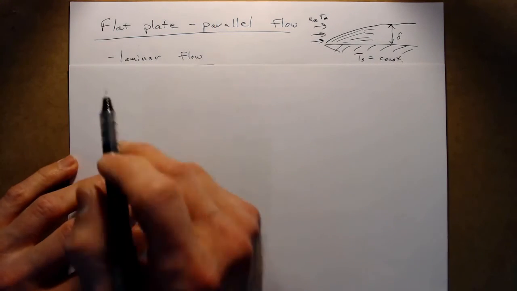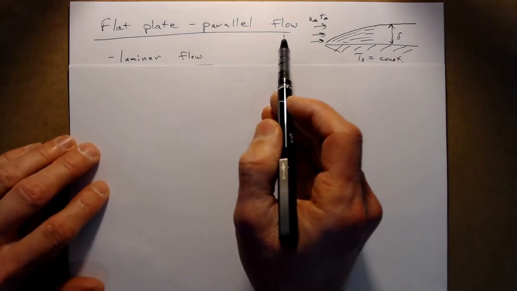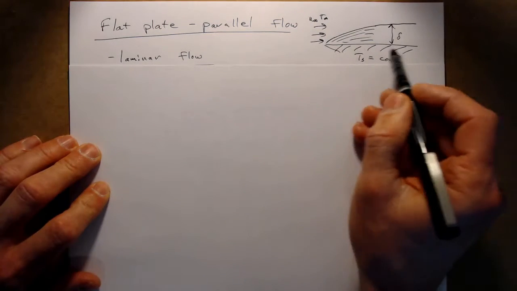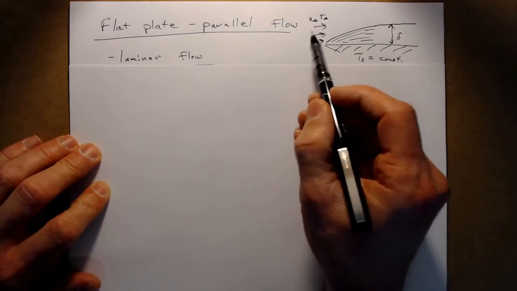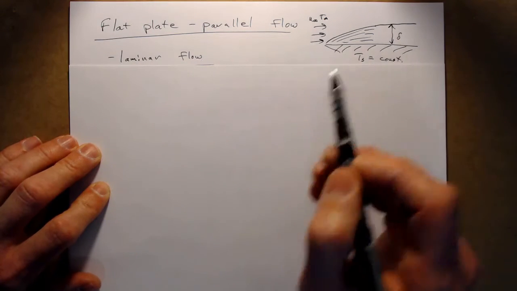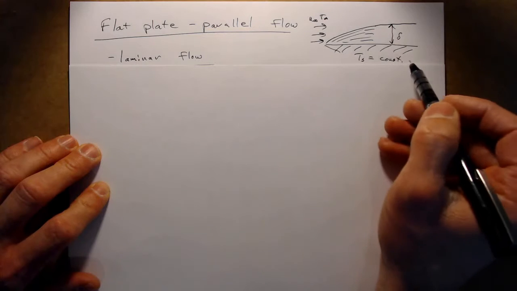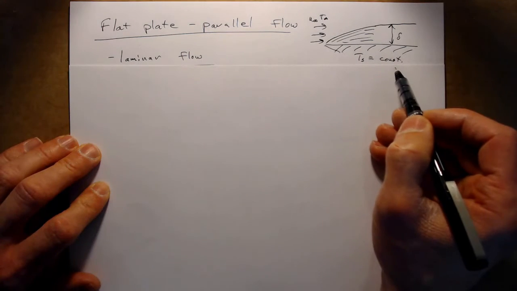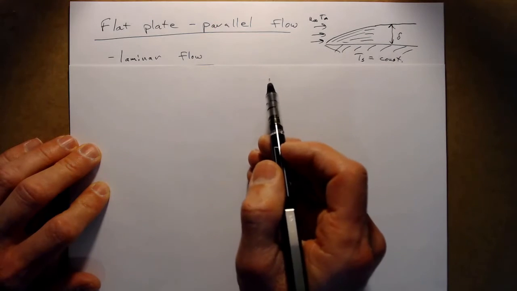In this posting, we're going to be looking more at the flat plate in parallel flow. We've already considered this configuration where we have a surface and we have flow that is directed along the surface. It's parallel to the surface. And we treated the case where this surface was maintained at a constant surface temperature, or the isothermal case.